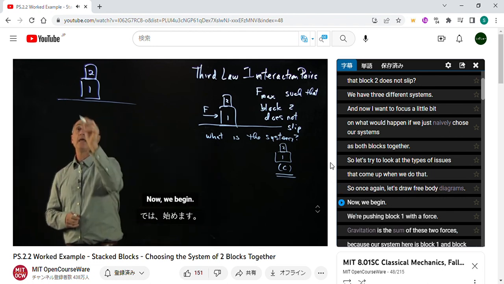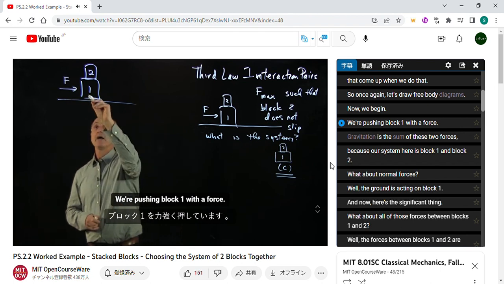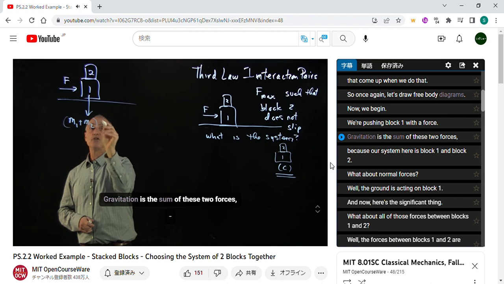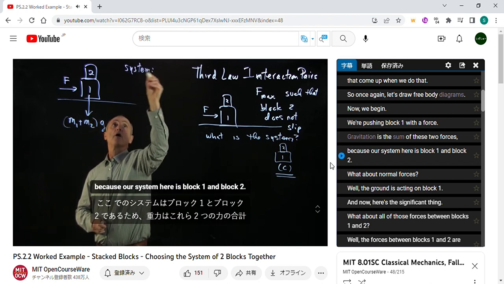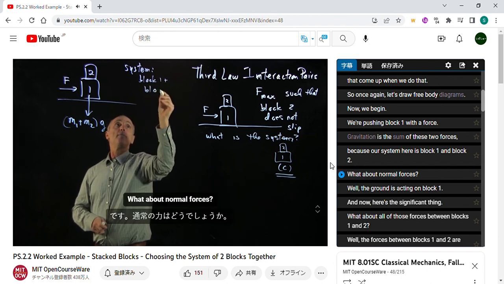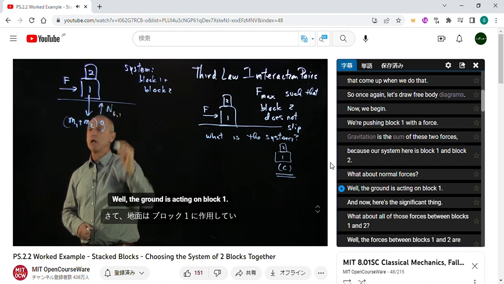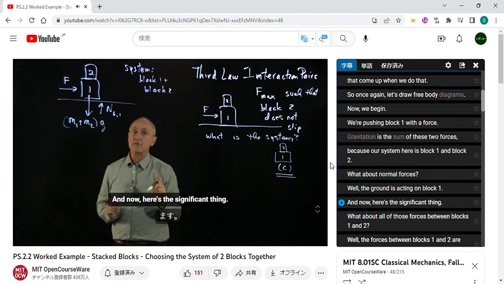Now, we're pushing block 1 with a force. Gravitation is the sum of the two forces because our system here is block 1 and block 2. What about normal forces? Well, the ground is acting on block 1. And now here's the significant thing.